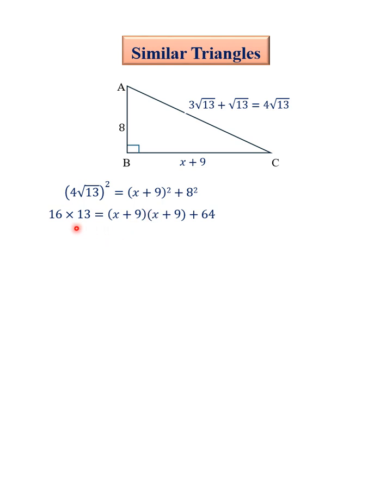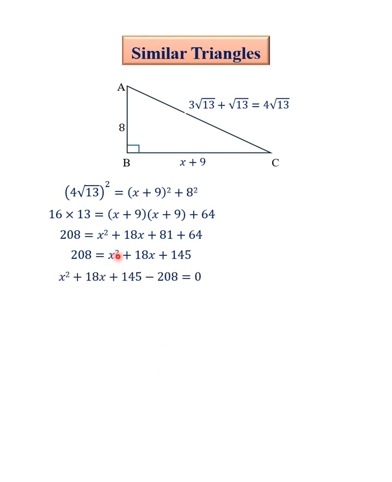Let's expand this bracket. 16 times 13 gives us 208, and that will be equal to x times x, which is x squared. x times 9 is 9x. 9 times x is 9x again. So if we add 9x to 9x, we have 18x, plus 9 times 9 is 81, plus 64. 81 plus 64 gives us 145. So we have 208 equals x squared plus 18x plus 145. This is already a quadratic equation. We just need to move the 208 over and equate everything to 0.